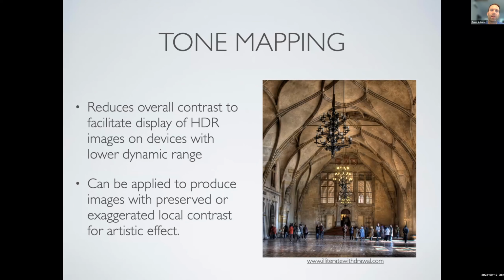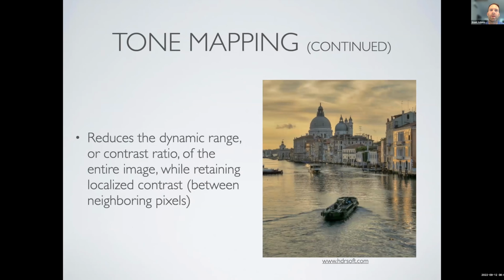Tone mapping is the process by which we take the high dynamic range image and make it lower dynamic range such that we can see what's happening. So we apply this series of techniques to preserve or exaggerate local contrast. And depending on how we do it, it could be artistic or it could be just photorealistic. So we're trying to be able to see the shadows as well as the light areas of a particular image. This tone mapping reduces the overall dynamic range of the entire image while retaining localized contrast.